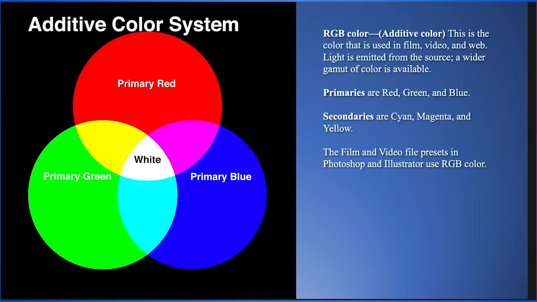Now remember, the additive color system, which uses RGB color, is the color that is used in film, video, and the web. Light is emitted from the source. A wider gamut of color is available with the additive color system. The primaries are red, green, and blue. The secondaries are cyan, magenta, and yellow. And when you add all those colors together, it makes white.